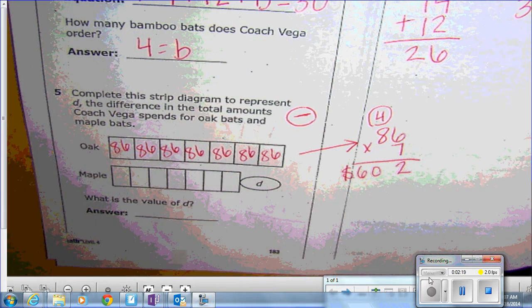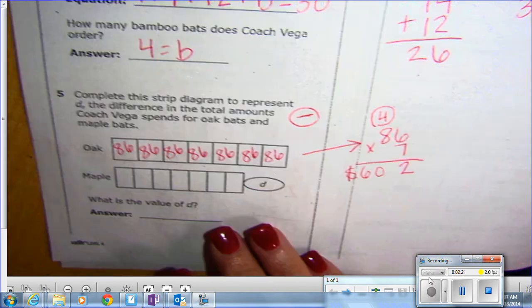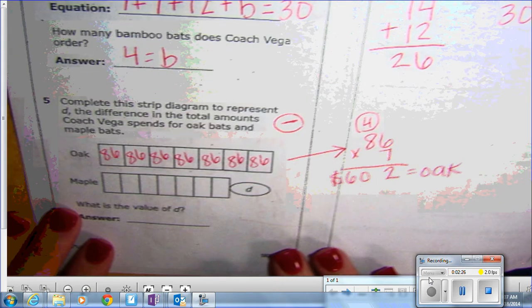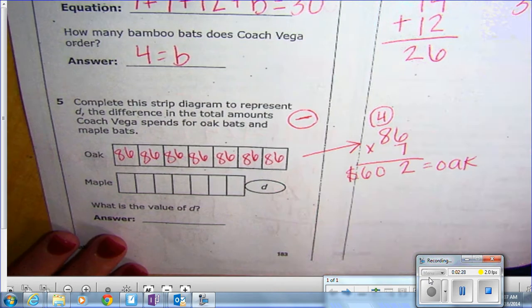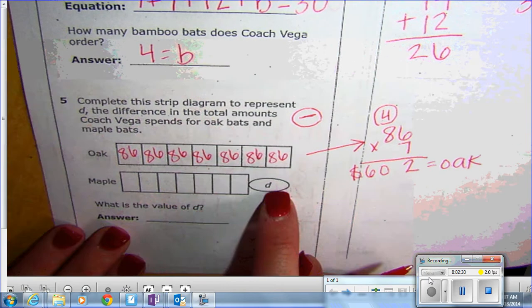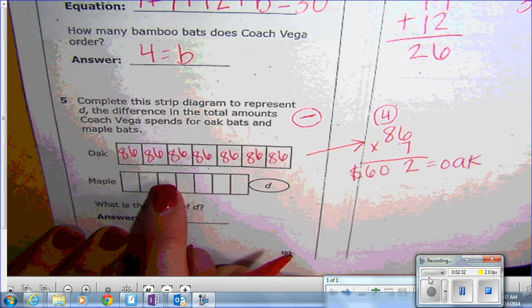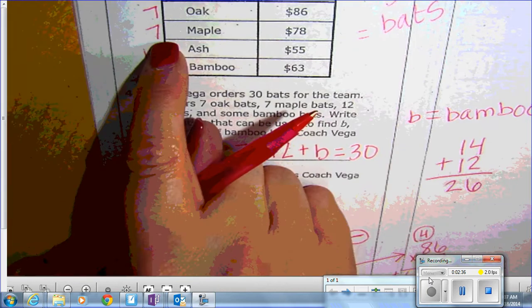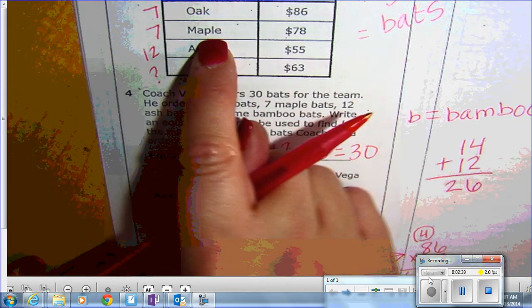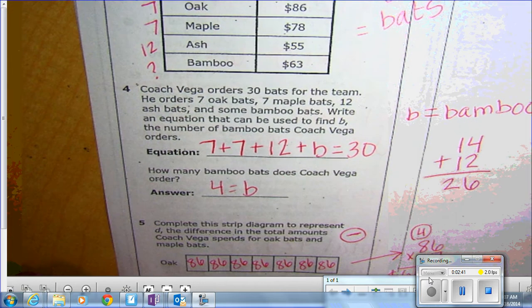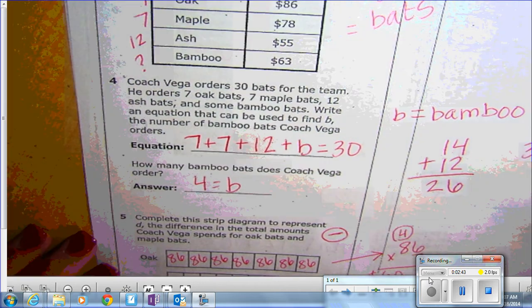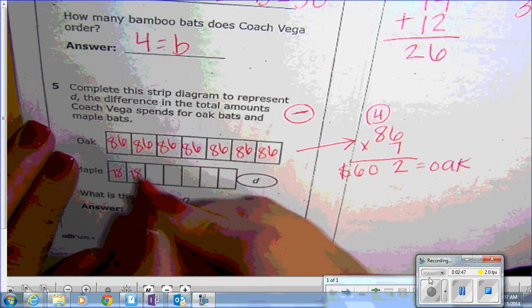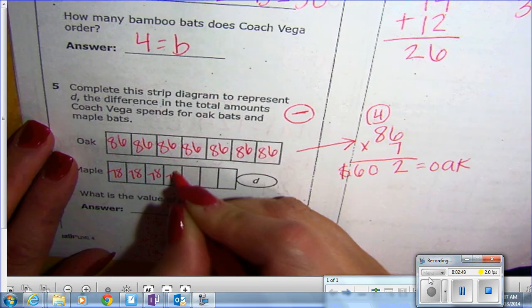That was my first step. Because all that equals oak, right? So you, my friend, you're my next friend that's going to help you. Here is maple. There's 1, 2, 3, 4, 5, 6, 7 maple bats. Do you remember? Does that make sense? Okay. What do you think I'm going to put into every box? How much was every single maple bat? 78. So I'm going to go 78, 78, and on we go.